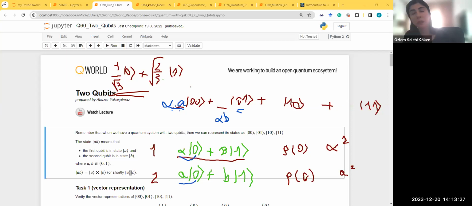If you have two qubits, the state of your system will be a linear combination of those four basis states: 0, 0, 0, 1, 1, 0, and 1, 1. Any questions? I will delete what I have written so far. Okay, now let's move on.